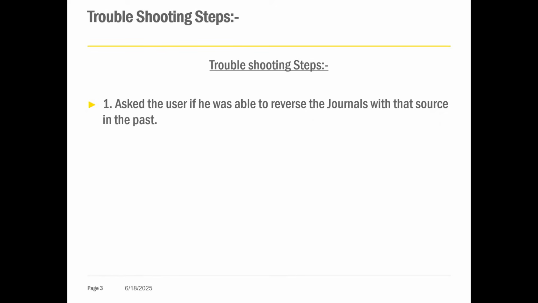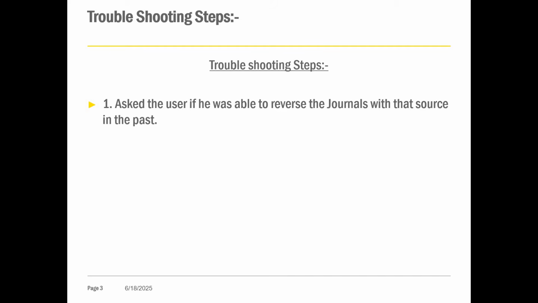We started with the troubleshooting steps. We asked the user if he was able to reverse a journal with that journal source in the past, and he mentioned that he never reversed journals with that journal source. Then we asked what exactly the journal source is, and he mentioned it's XYZ, and we realized that there's a custom source which we have to set up. All the journals from other legacy systems are imported into the GL with that particular source.